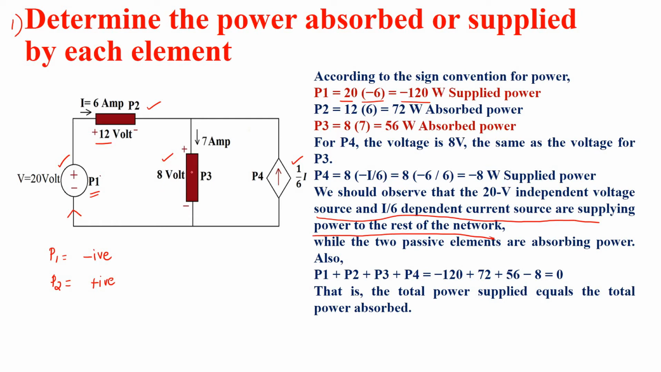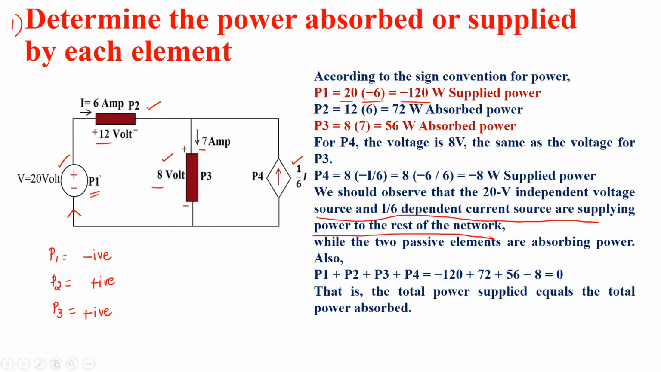Next, consider the second passive element. Here we are going to find out the power P3. How to find out? Multiplication of voltage and current. See, the current is entering into the positive terminal, or positive absorbed. It is entering into the positive terminal, no? So P3 is positive.